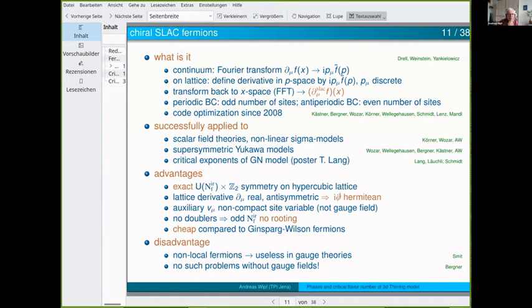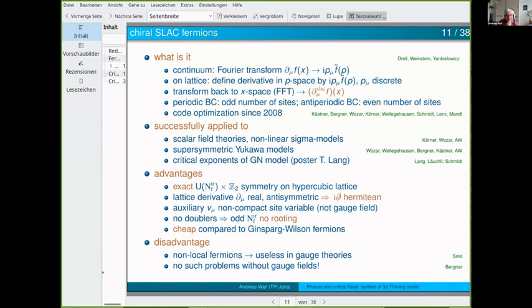Now, what is the advantage of these fermions? First of all, I mentioned at the beginning, this symmetry, which is very essential for our studies, is exactly implemented on the lattice, including the parity, at least on the hypercubic lattice. The derivative d_mu, which I explained a minute ago, is real and antisymmetric in space. It's a real and antisymmetric matrix, which means that the Dirac operator is Hermitian. That's very useful. Typically, there are sign problems on the lattice which you don't have in the continuum, and they are due to the fact that this is not true. Well, here we have the same property as the continuum.